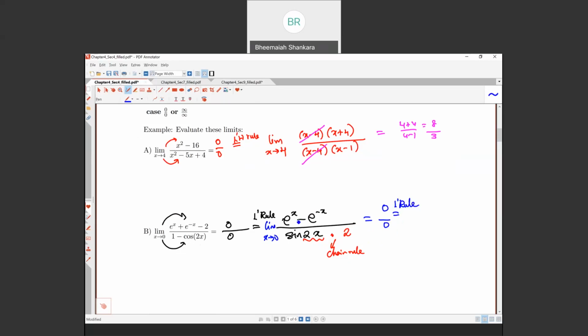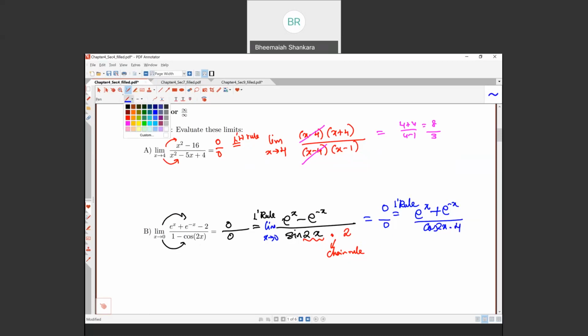So let's differentiate the numerator. Differentiation of exponential is the same. Differentiation of exponential negative x is negative exponential negative x. You already have a negative, so it becomes positive exponential negative x. Divided by 2, which is a constant. Differentiation of sine is cosine 2x times 2 times 2. So this becomes times 4.